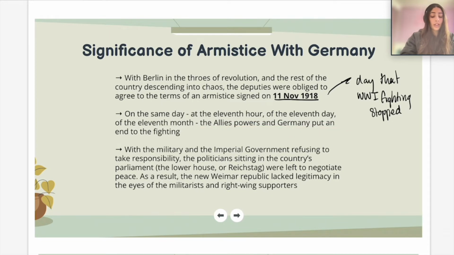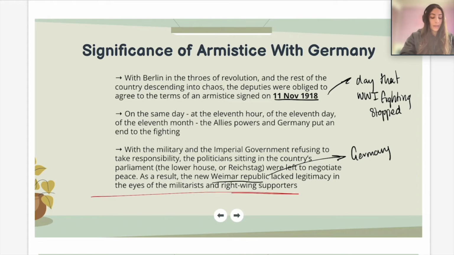With the military and the imperial government refusing to take responsibility, the politicians sitting in the country's parliament, the lower house or the Reichstag, were left to negotiate peace. As a result, the new Weimar Republic, which is now the new Germany, was referred to as the Weimar Republic for a little while, and lacked legitimacy in the eyes of the militarists and right-wing supporters. And we will talk about this point.